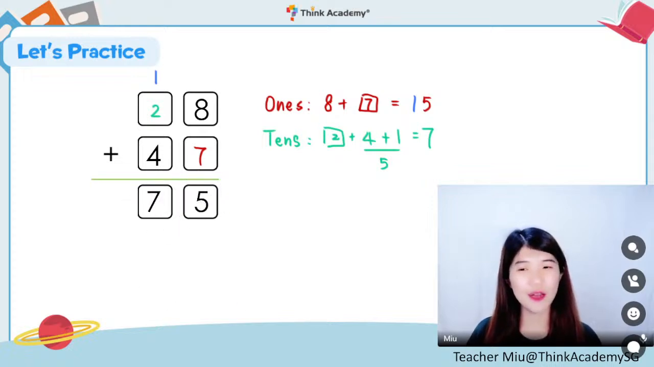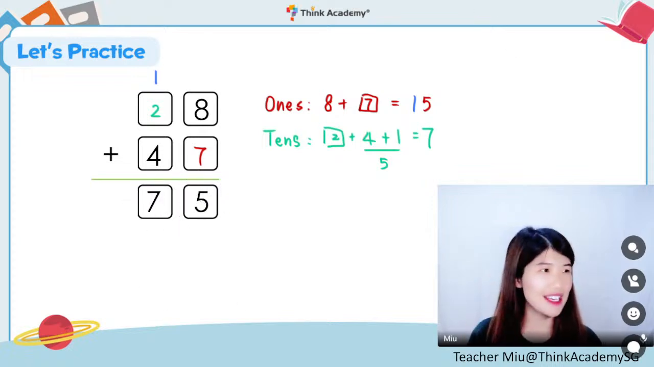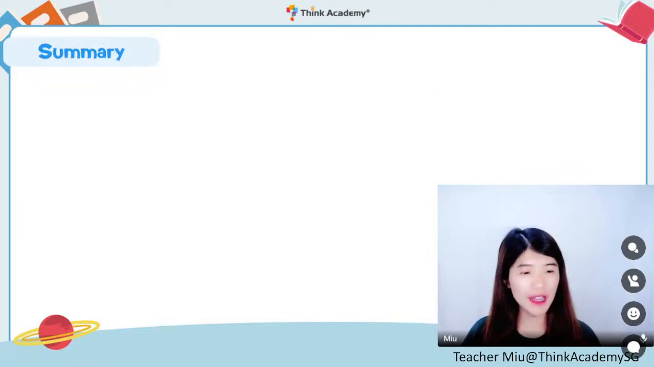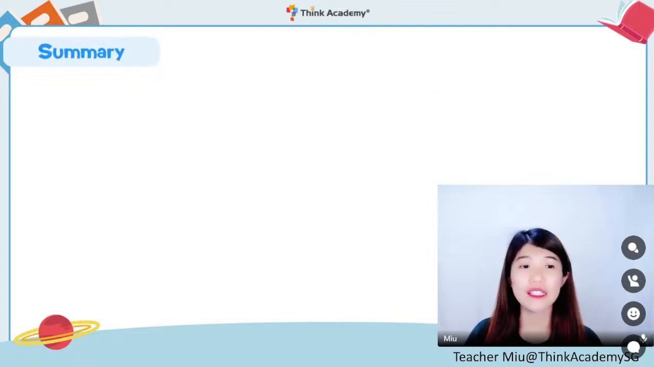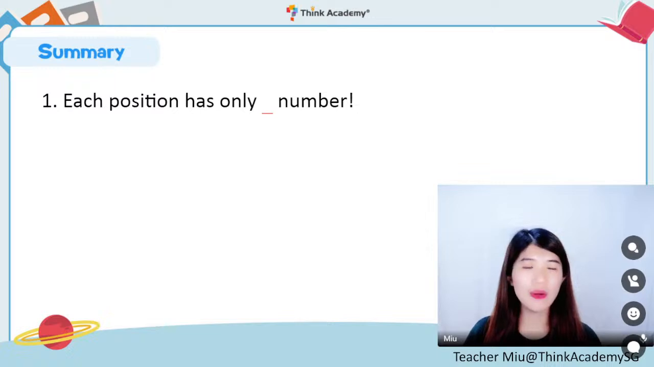So far, are we good? Easy, right? Easy peasy. What about one more? Okay, before the next question, let's come to the summary first. For the summary here, in each position, we can only have one number.